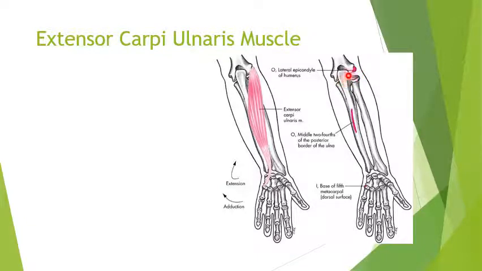In this case, for the Extensor Carpi Ulnaris, we have the lateral epicondyle of the humerus and the middle two-fourths of the posterior border of the ulna. So when we look at the extensors, they tend to be on the lateral side of the elbow and forearm. Flexors are on the medial side, extensors are on the lateral side.